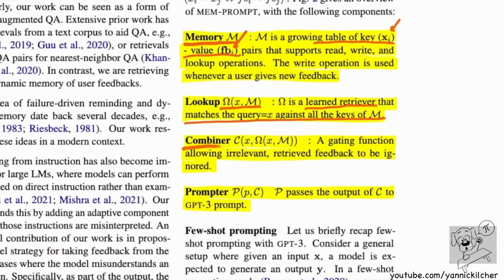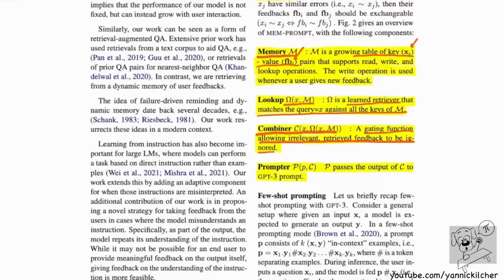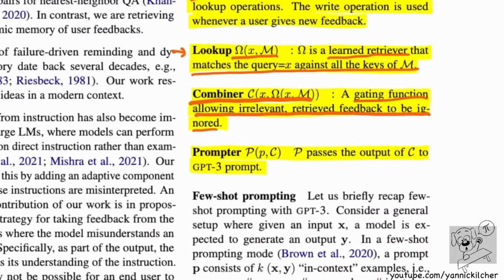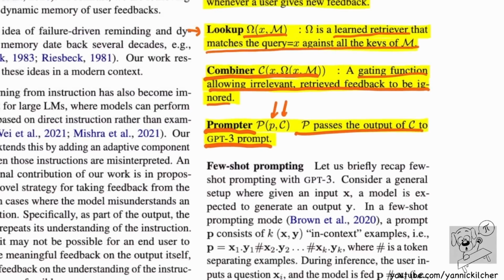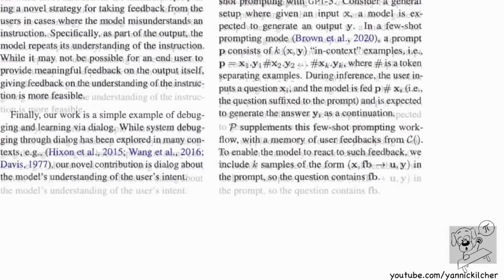So the combiner is a gating function allowing irrelevant retrieved feedback to be ignored. I don't think they actually do that right now, to ignore irrelevant feedback, other than thresholding the lookup function. So the lookup function is an inner product, and I guess the combiner is the threshold on that inner product. The prompter passes the output of the combiner to the prompt. In our case, this is just going to be a concatenation of the prompt and whatever the combiner outputs. So it's going to be the prompt plus the question if there was nothing found in the memory, or the prompt plus the question plus the feedback if it was found in memory.